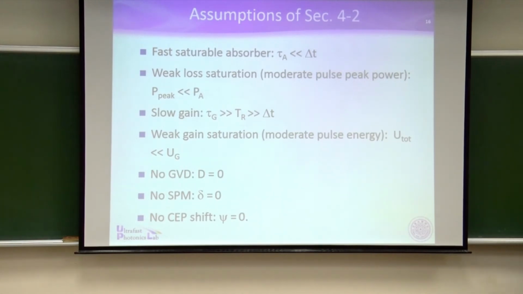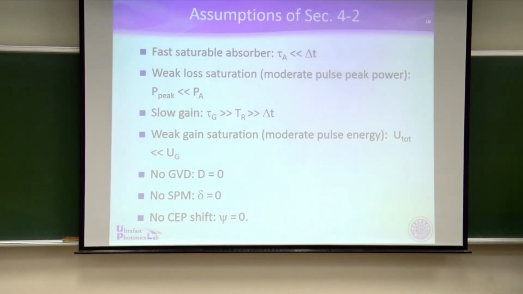So for example, in a disulfide laser oscillator, T R is usually in the order of 10 nanoseconds, but delta T is in the order of like 30 femtoseconds. So this is true. And for a disulfide gain medium, tau G is in the order of 1 microsecond. So 1 microsecond, much longer than 10 nanoseconds, much longer than 30 femtoseconds. So this assumption is usually true.